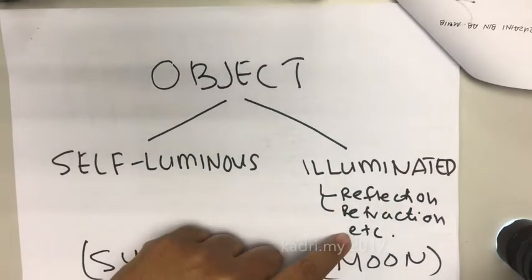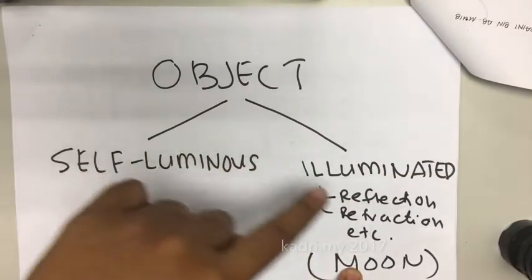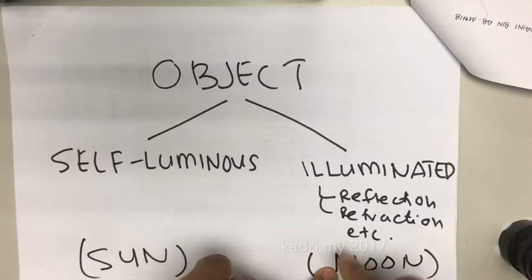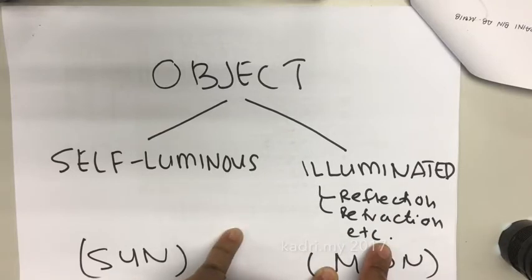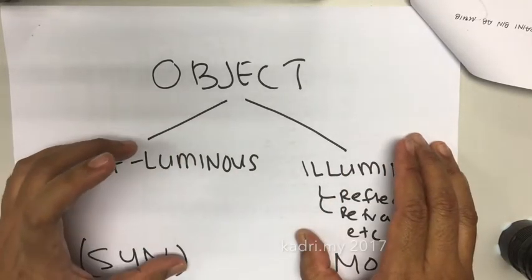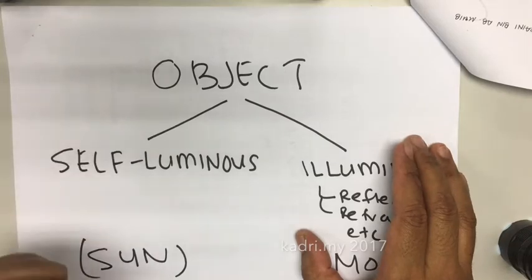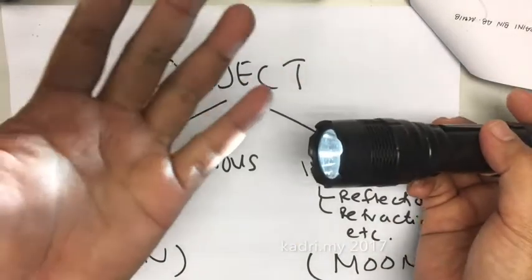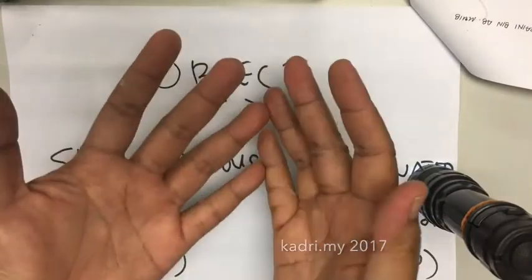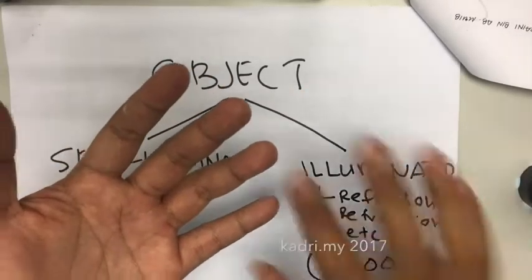So the moon is an illuminated object because we can only see the moon when the sun radiates the moon with its light, and then we receive the light from the reflection. And also we can see, for example, the rainbow because of refraction. So this is the second effect. This is the first, illumination from the object itself. If you look, you can see my hand because my hand reflects light from the environment. So this is the second type of object.